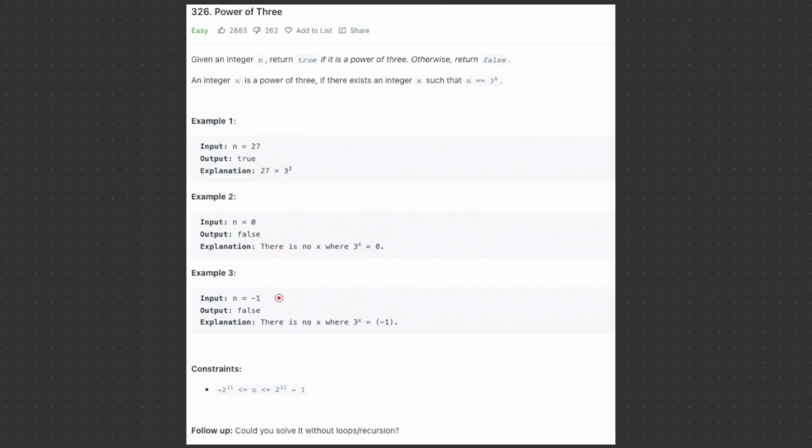Likewise, with example 3, n is equal to minus 1, and the explanation: there is no x where 3 to the power of x equals minus 1. Also to note, there is a follow-up. Could you solve it without using loops or recursion? So we are going to be looking at two potential solutions here.